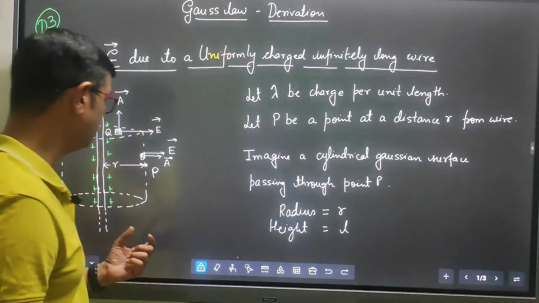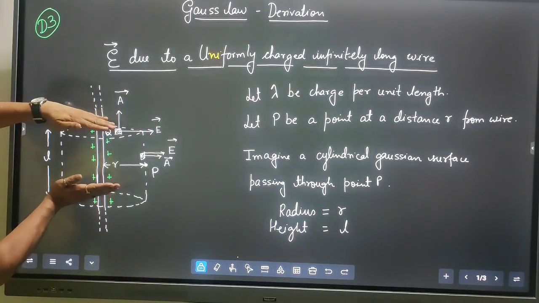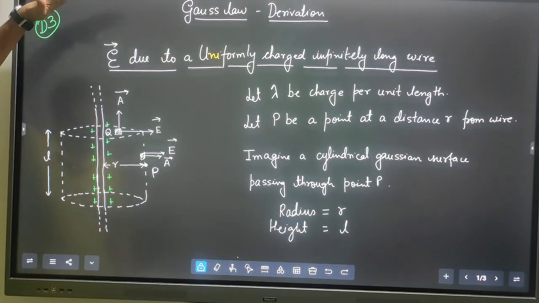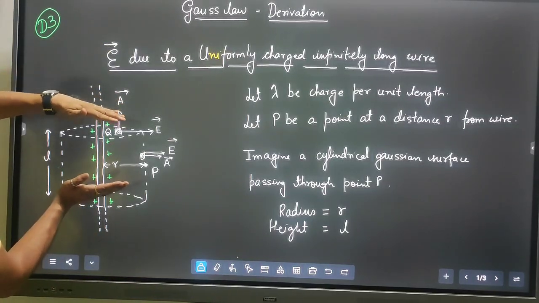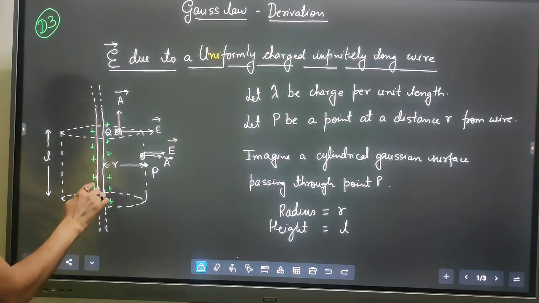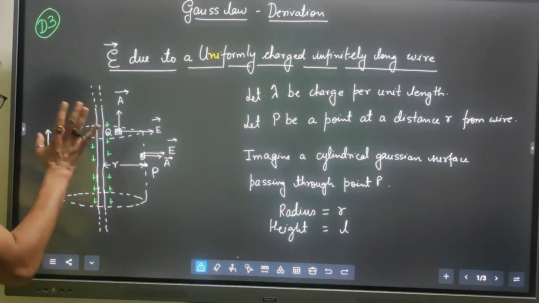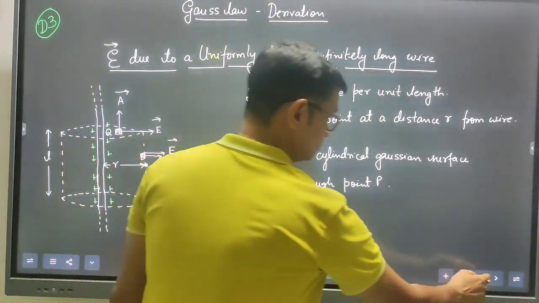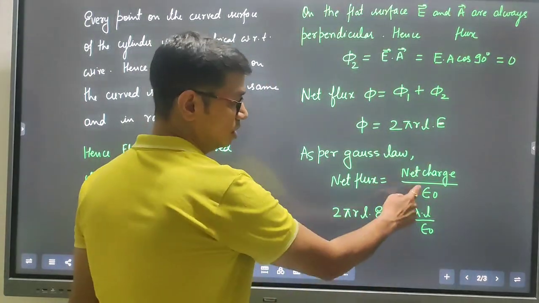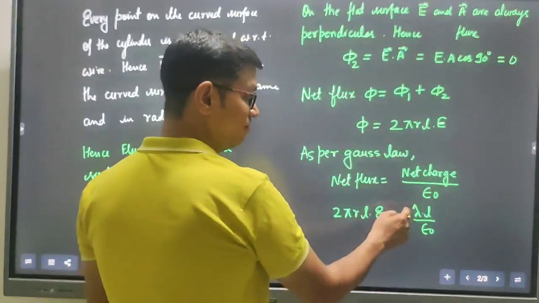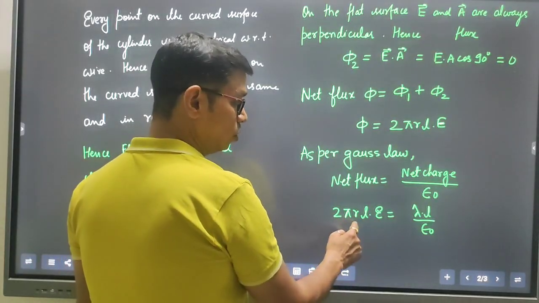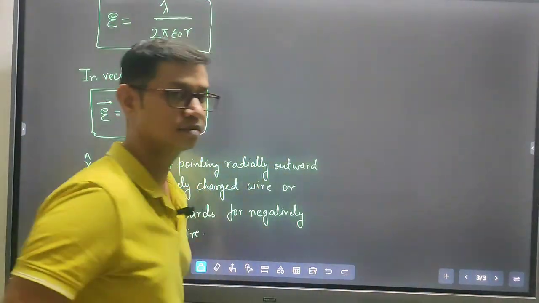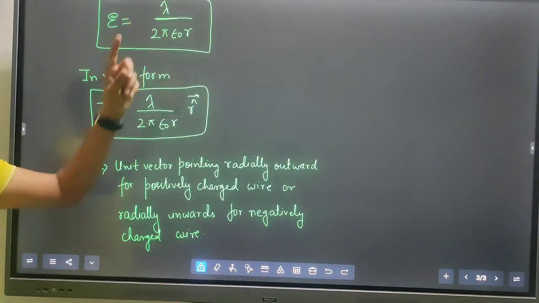Now if you come to the net charge part, inside this curved surface only this much portion is there. This wire may be infinitely long, but that is all lying outside this curved surface. So the charge inside this surface will be the charge per unit length, which is lambda, multiplied by the length. So lambda into L is the total charge. So 2 pi r L into E equals lambda into L upon epsilon naught. Now L and L will get cancelled. E will be lambda upon 2 pi r epsilon naught. So this is your net electric field, lambda upon 2 pi epsilon naught r.